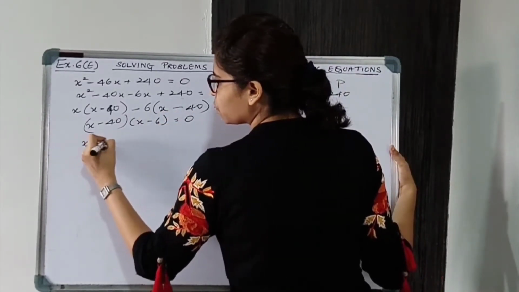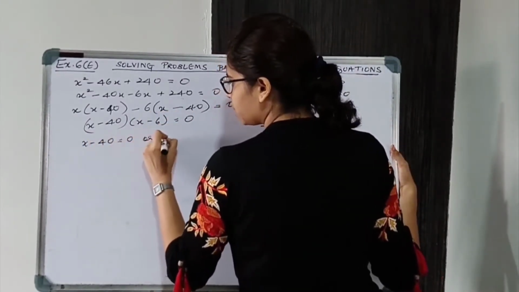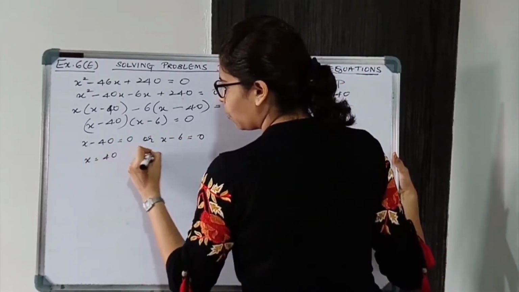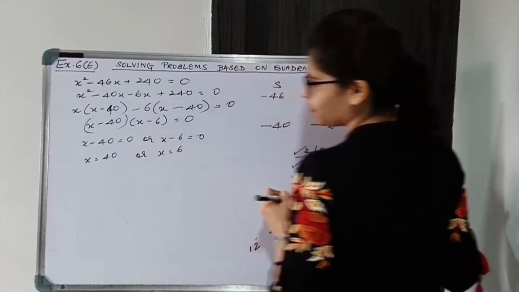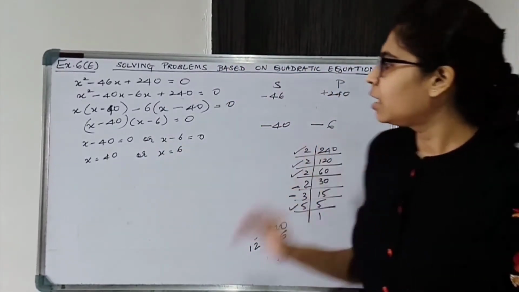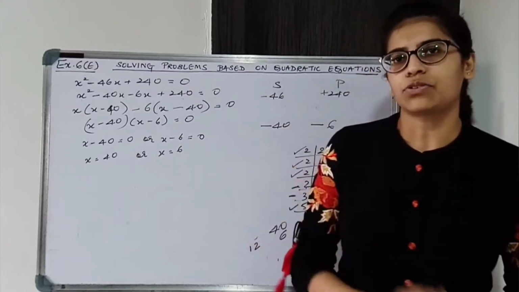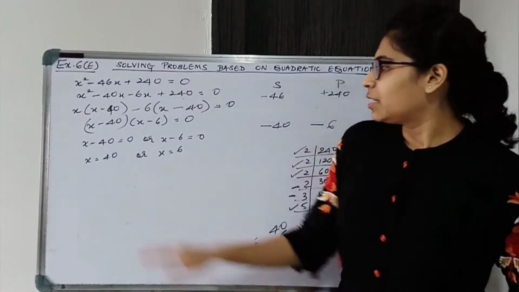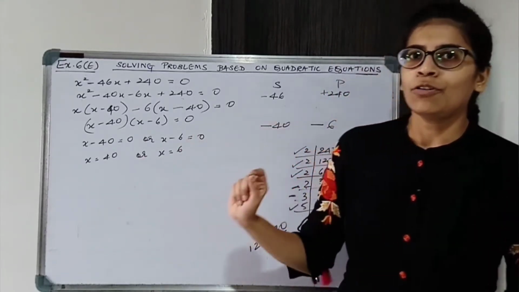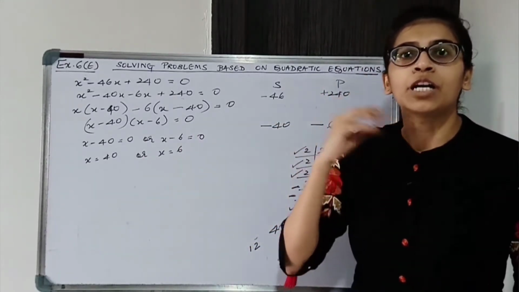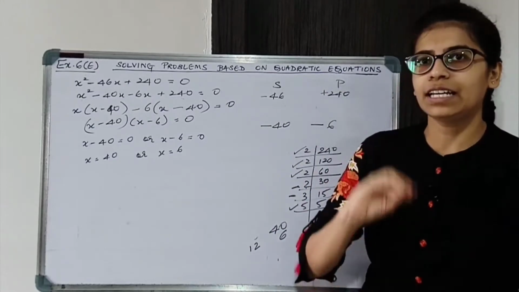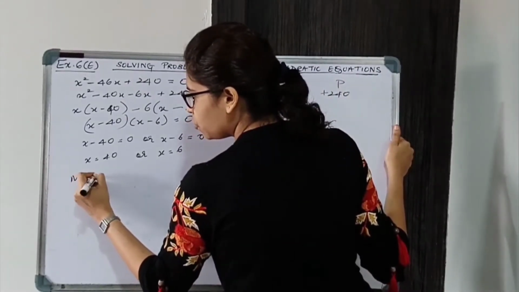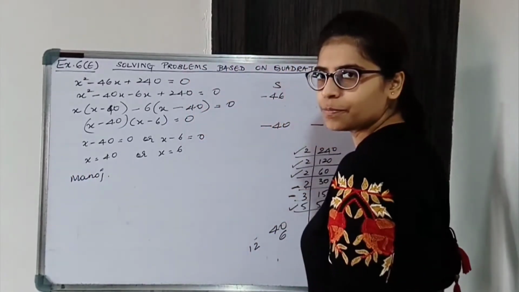So x minus 40 is equal to 0 or x minus 6 is equal to 0. So x is equal to 40 or x is equal to 6. Okay. Now both the values are positive. So which one to take? Now x is the number of days taken by Manoj. We assume that days taken by Manoj. So we know Manoj takes more days, right?